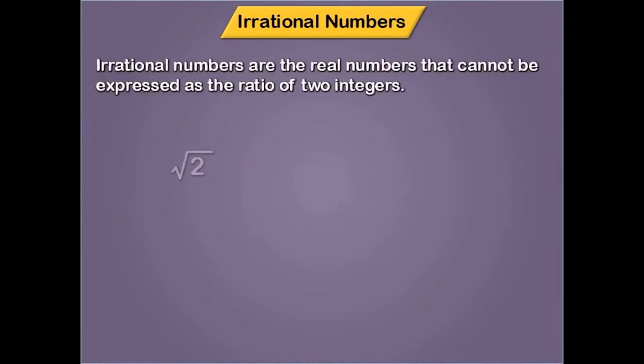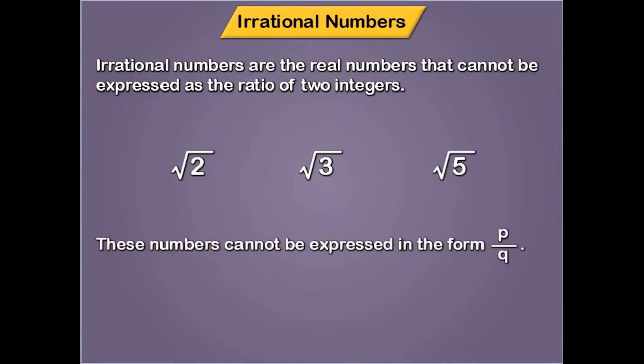Consider the numbers √2, √3, and √5. These numbers cannot be expressed in the form p by q. Thus, these are irrational numbers.